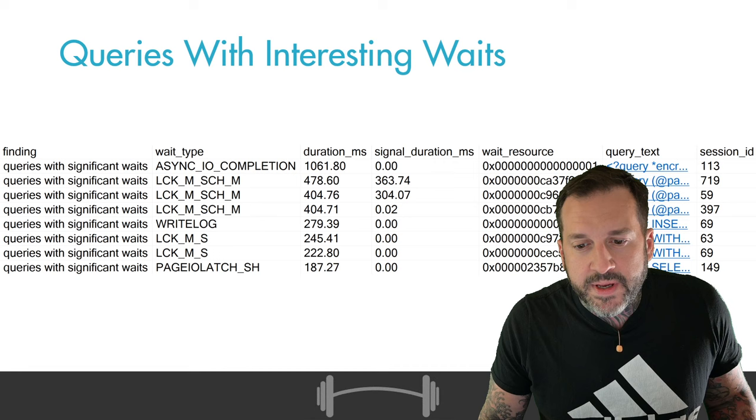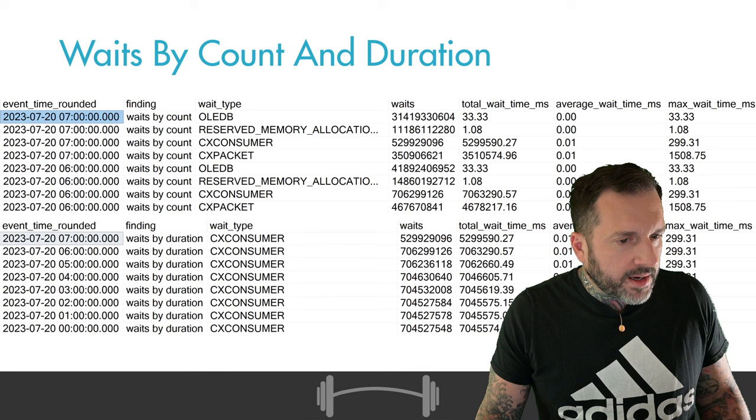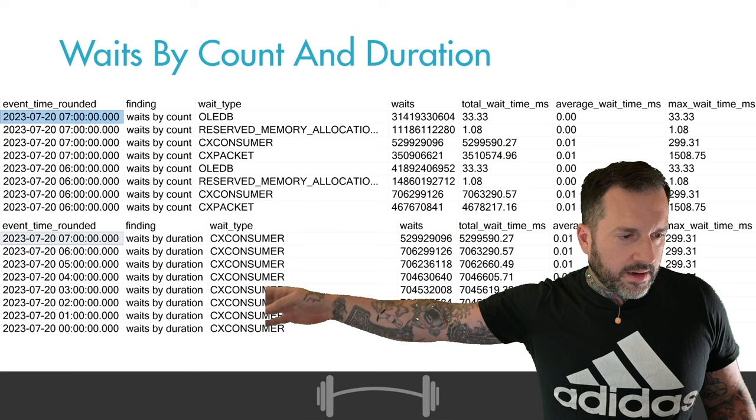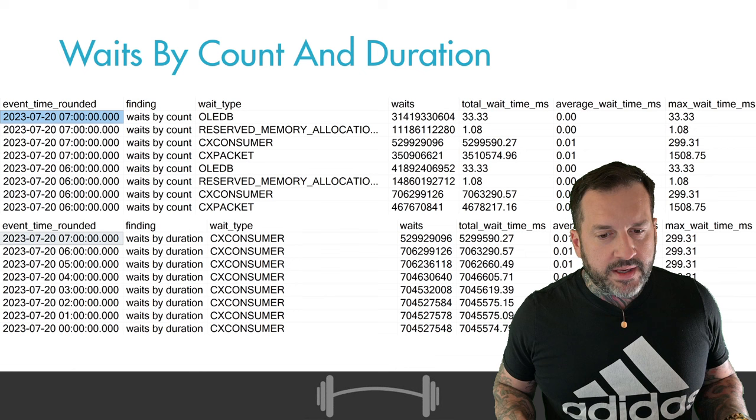There's also sections in there for general wait stats. These are not attached to queries, but this will show you. Actually, I should walk this over from the furthest column over, and you know, horrible green screen accident. Ha ha. Good joke.